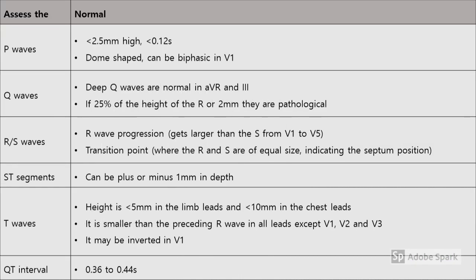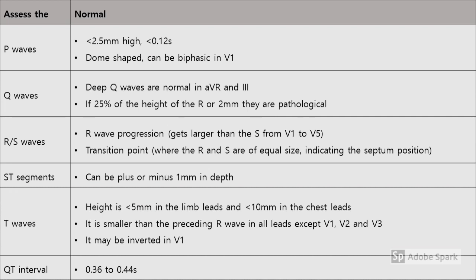The final part of analysis, after we've done rhythm and axis, is to look at the morphology. So all the normals are documented there. Essentially you can't have a P wave that's too high or a P wave that's too long. If you have a high P wave, we talk about peaky P pulmonale, which suggests pathology in the right atria. And if it's too long, it often may be biphasic, so you get 2 little peaks, and that can be a sign of left atrial hypertrophy.